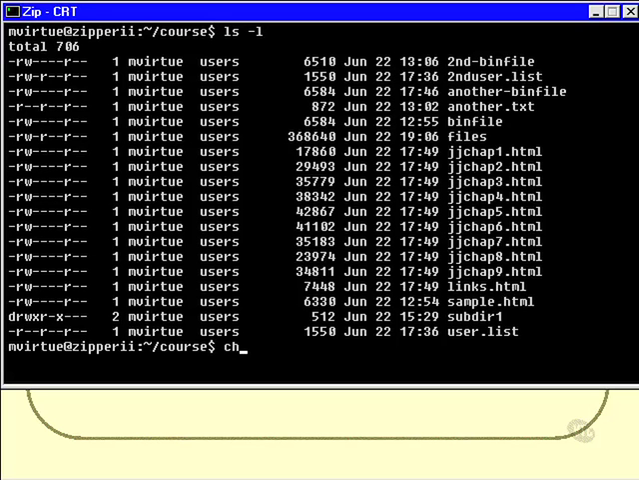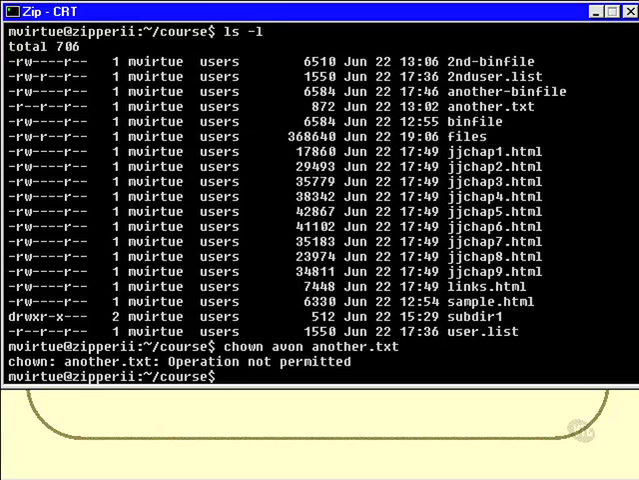Now I could simply say chown avon, for the other fella, and another.txt. Now, when I do that, something interesting is actually going to happen on this particular Unix system. I don't even have the ability to run the chown program. My internet service provider has taken away that permission from all its subscribers. I guess because they don't trust us to use it properly. So, I'm sorry, but we're just going to have to pretend what would have happened.